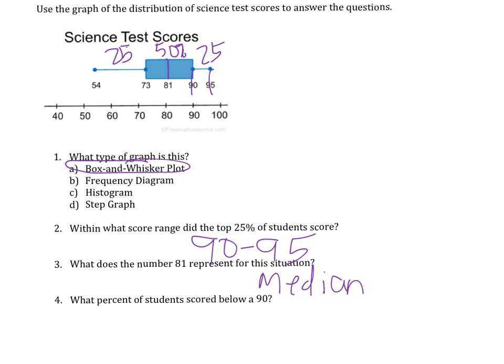And then number 4, what percent of students scored below a 90? Well, here's 90, and I've got the box, which represents 50% of the data, and the left whisker, which represents the bottom 25%. So 25 plus 50 is 75%.